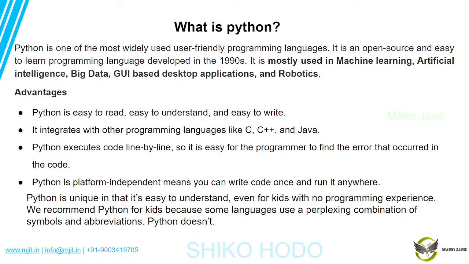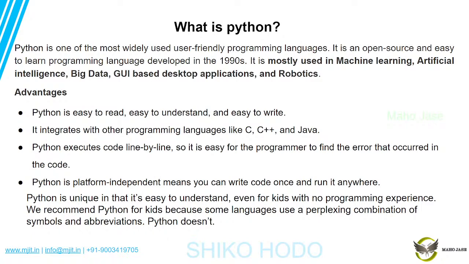So these are the advantages: easy to read, easy to understand, easy to write, and it also integrates with other programming languages like C, C++, and Java. Python executes code line by line, so it is easy for programmers to find errors. Yes, and it's platform independent. That means if you write a program in one system and want to run it in another system, you can run it.